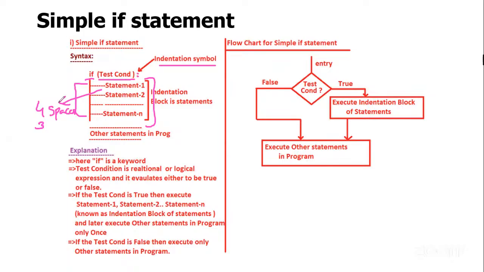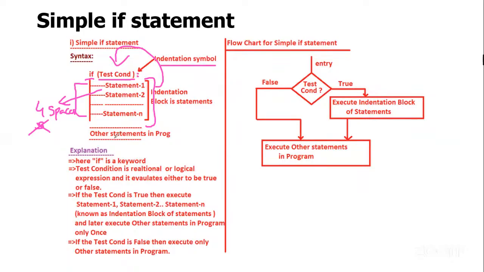But if you're not comfortable in setting the spaces, by default, if you click on enter at this position, it goes to the next line by leaving 4 spaces from the starting, which means the next line is part of the indentation block. It is part of the if block only. This is not a new line.